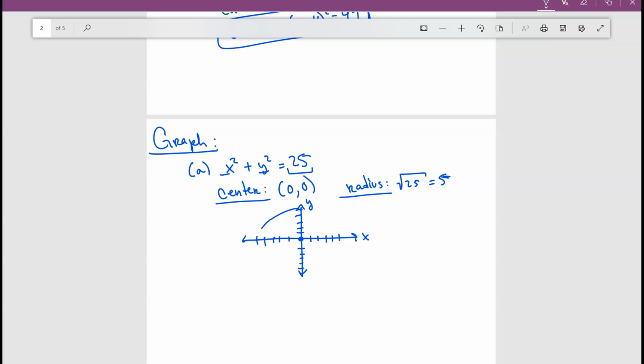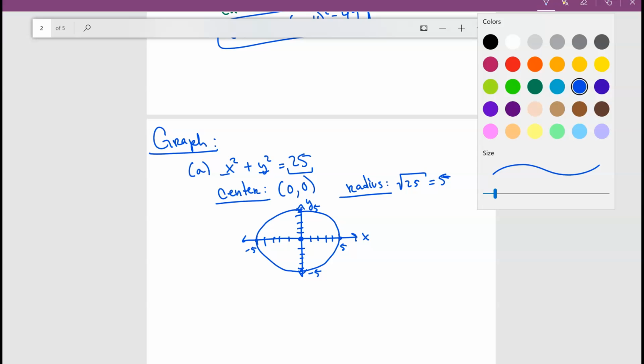So all I gotta do is just plot them. I'm not a good drawer. I'm not gonna grade you on your drawing skills as long as you just give me a circle. This is gonna be 5, 5, negative 5, negative 5. That's basically the best circle that I can probably do. So it's not that bad. All you got to do is just graph the center and the radius. So let's try another one.